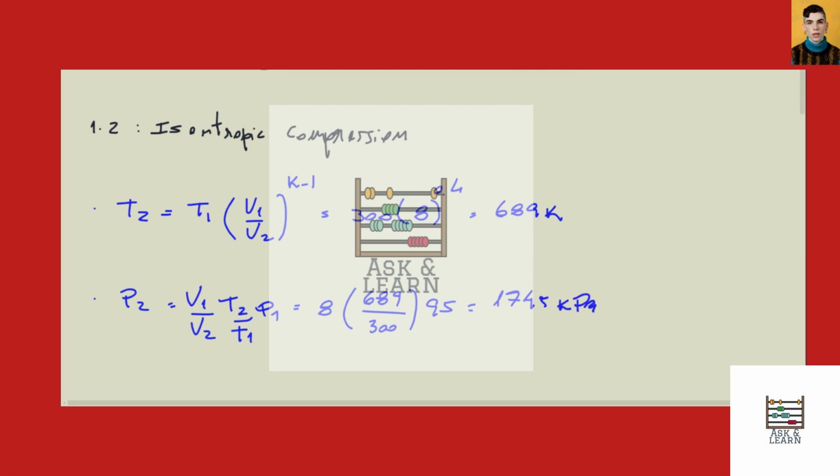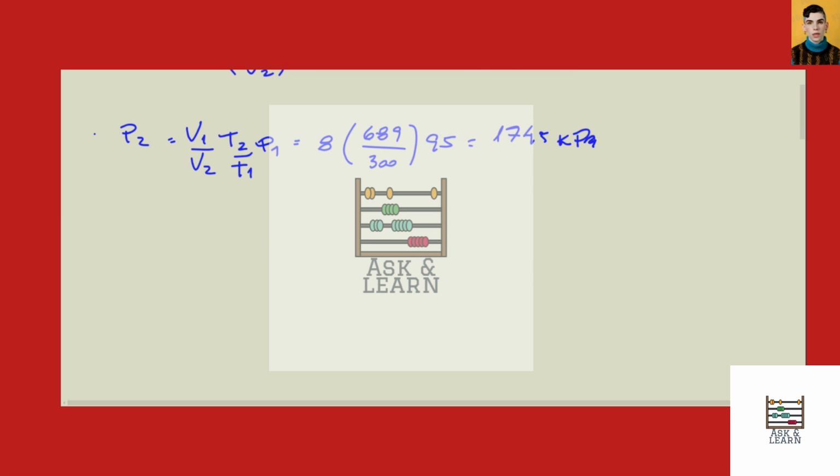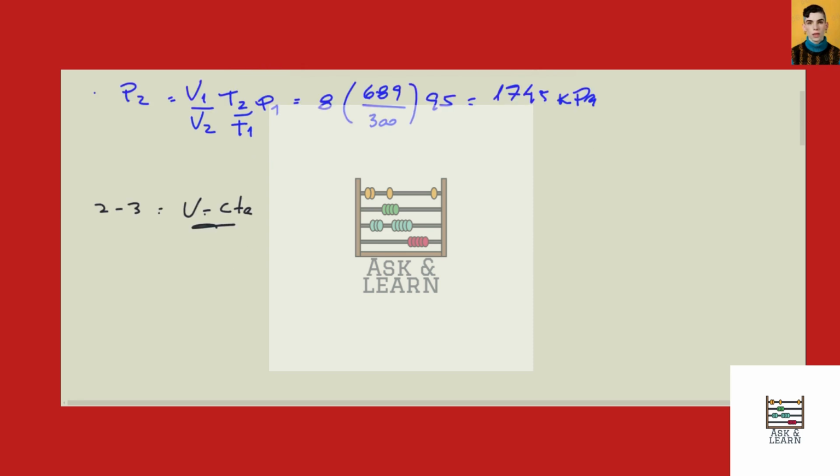Well, now that we have the information about point 2, we can look at the transformation 2 to 3, which is a transformation with constant volume. In this transformation, we can use simply the input heat that enters the cycle, which can be described by the change in the internal energy. So this is just Cv times T3 minus T2, because it's at room temperature in this problem.